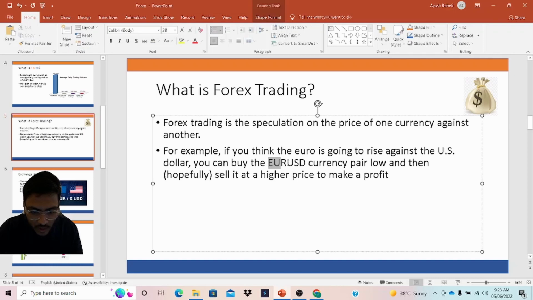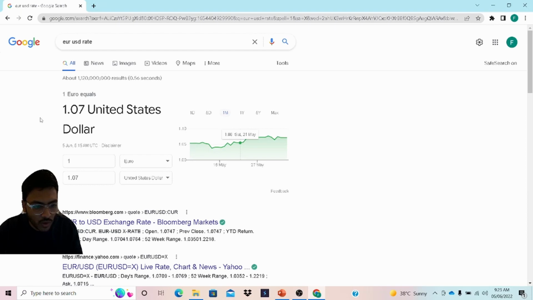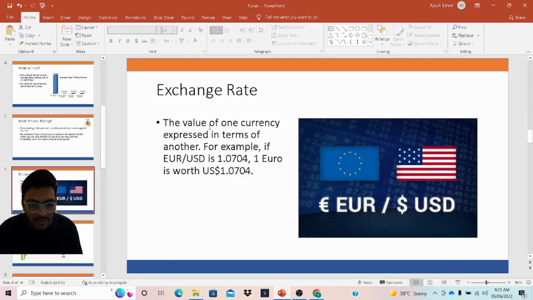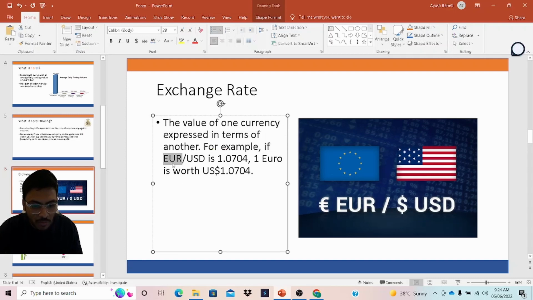Okay, let's understand this EUR/USD symbol better. When I say 1 euro is equal to 1.07 United States dollars, it means that this is the exchange rate. An exchange rate is the value of one currency expressed in terms of another. For example, if EUR/USD is 1.07 dollars, it means that 1 euro is worth 1.07 dollars.